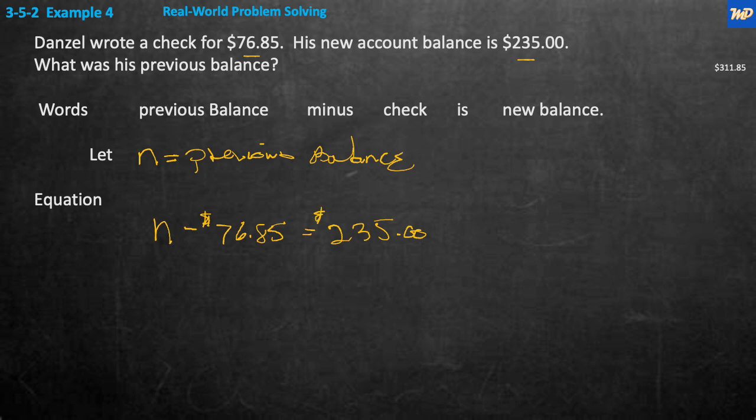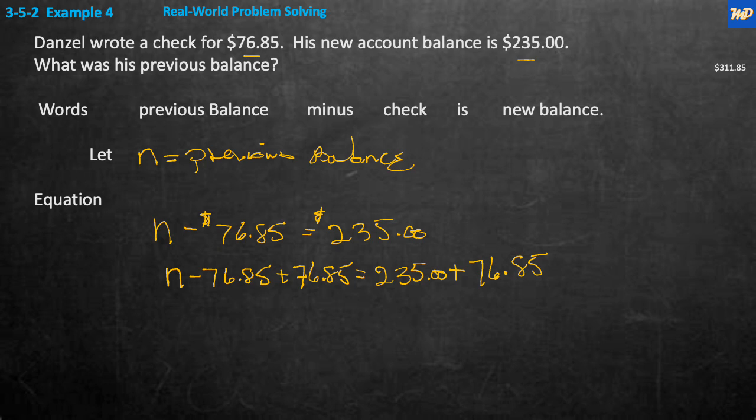So we have to move the 76.85 to the other side because we have to get the n. We're solving for n. Okay, so n minus 76.85 plus 76.85 is equal to $235 plus the amount of the check. Okay, because we had to add in the 76.85. So in essence, what we're doing is we're taking whatever the balance is now and adding the check back to it, and you'll get the old balance.